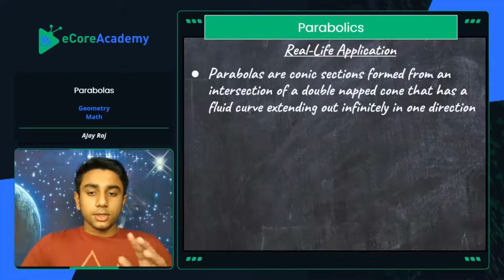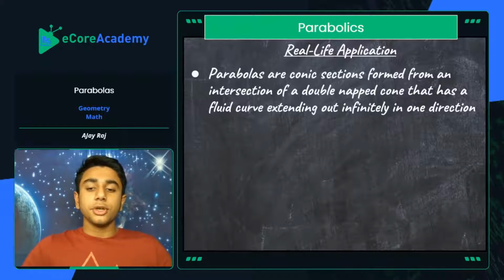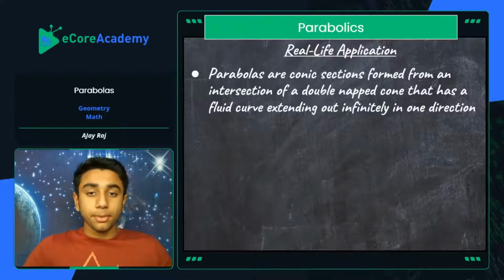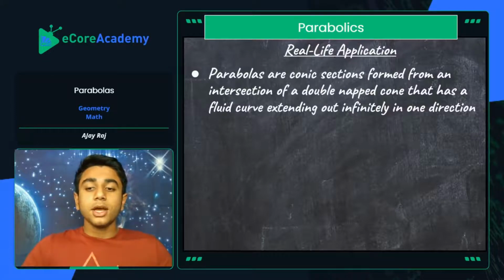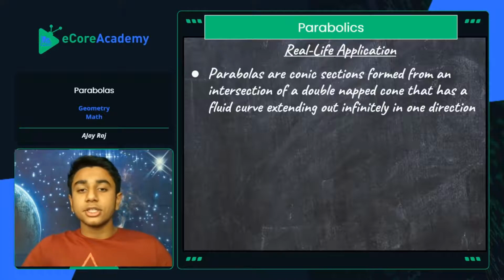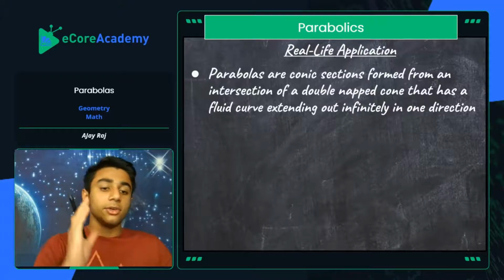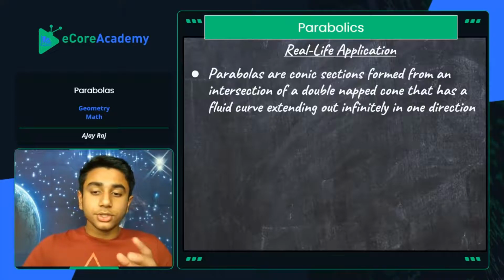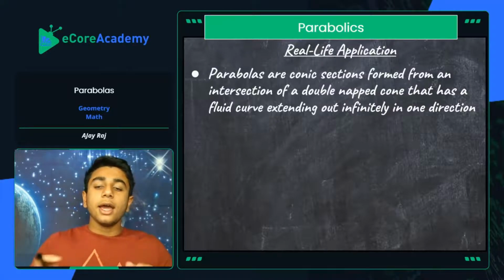So parabolas, its geometric definition for parabolas are conic sections formed from an intersection of a double napped cone that has a fluid curve extending out infinitely in one direction. We know one thing: parabola is oftentimes referred to as an obscured line, in which a line extends infinitely in both opposing directions. However, parabolas, they go and extend in the same direction, meaning north, east, west, or south. They increase in that same general direction, and they're going to increase infinitely. And of course, they're going to originate from that starting curve, and it branches out into two.